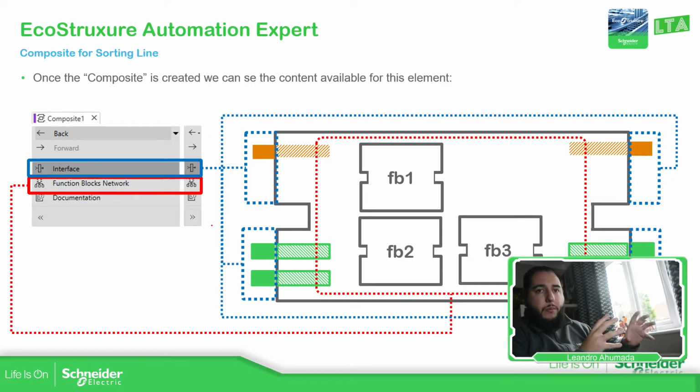As soon as we open this composite, we should be able to see the interface and the function blocks. The interface will help us to identify the inputs and outputs here, here, here, and here. And the function blocks is where, once I have those inputs and outputs, I just put some blocks in there and make our logic.